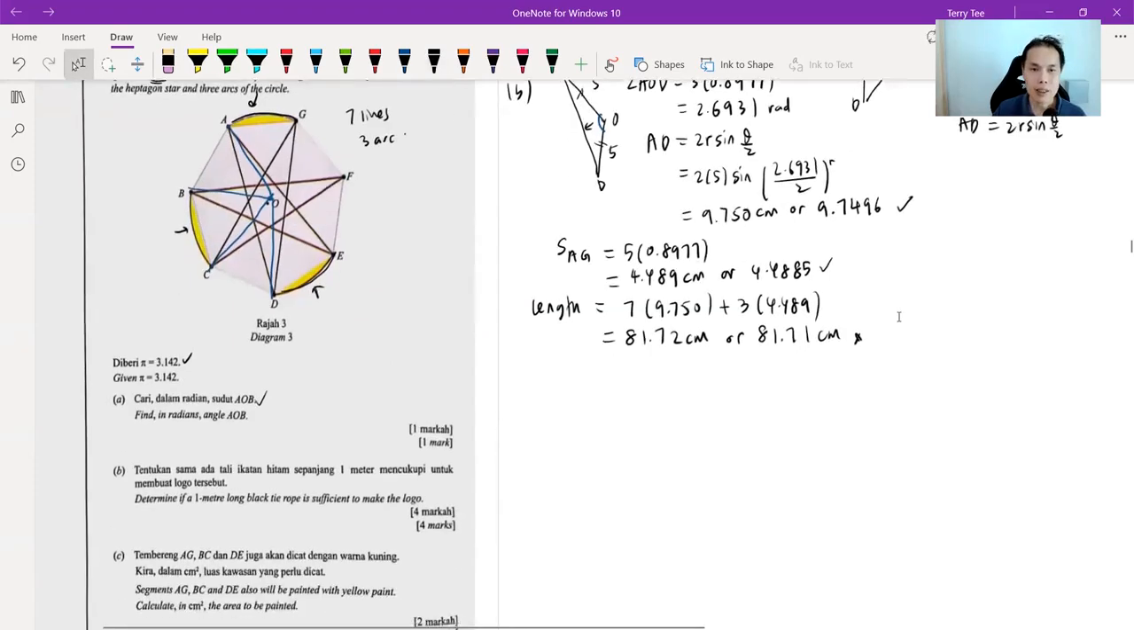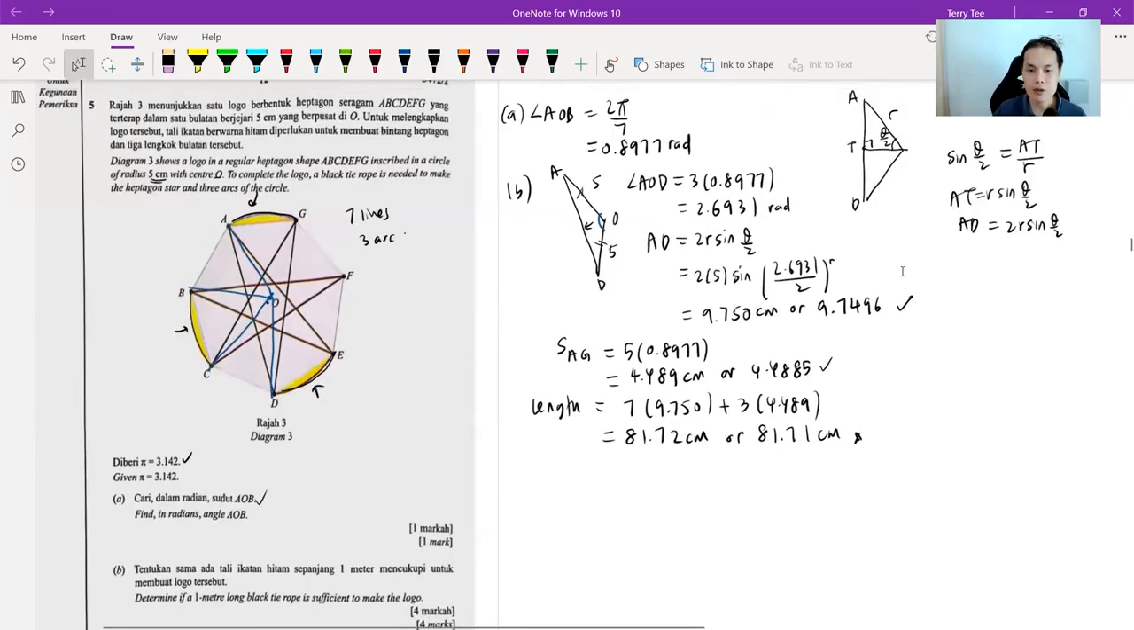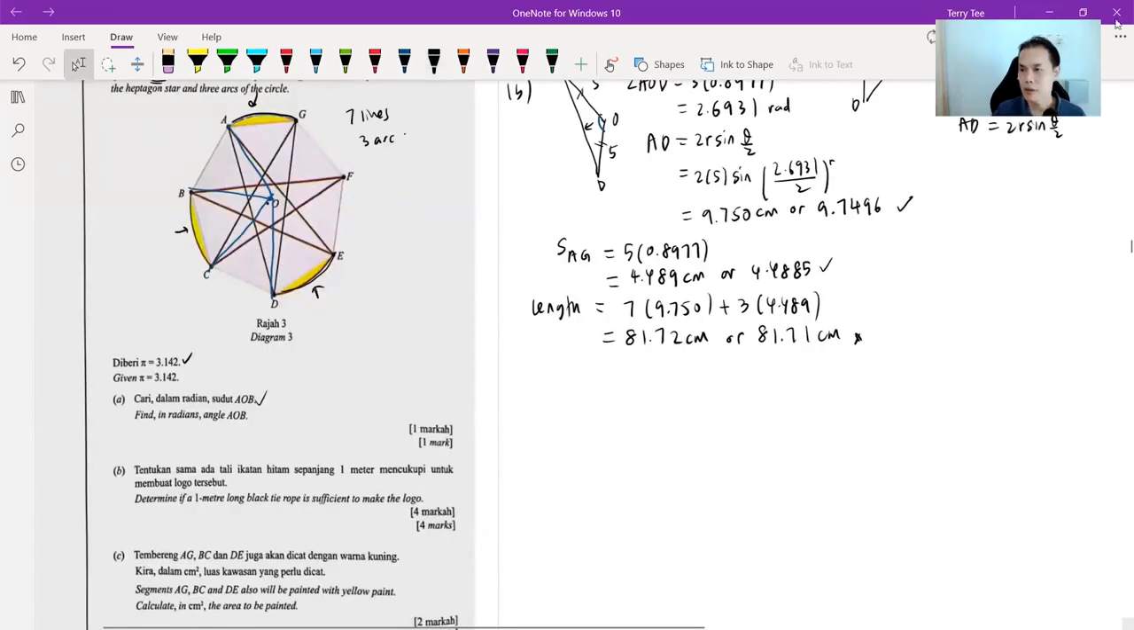Okay, lastly, I want to know the last part C. Calculate the area. They say segment AG, BCDE will be painted with yellow paint. Calculate the area to be painted. Okay, the area to be painted is, as you can see, the yellow part here. I think I'll just leave it like this. I need to find this area here, and then times 3.